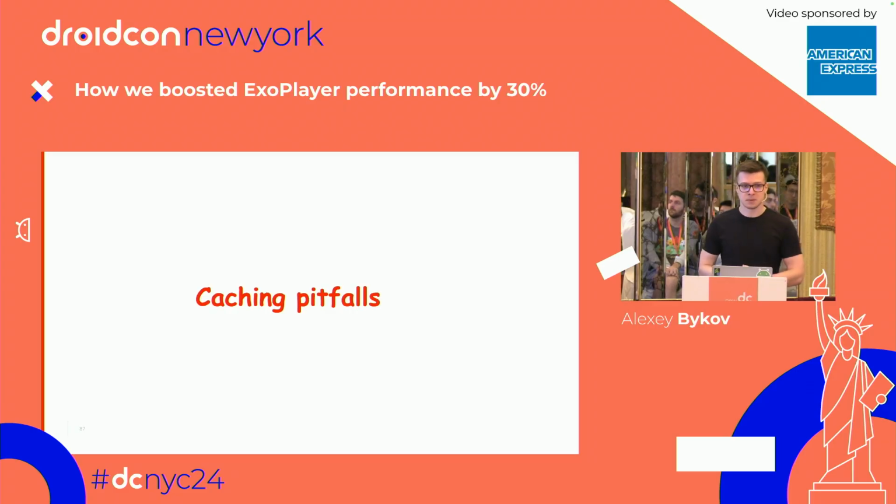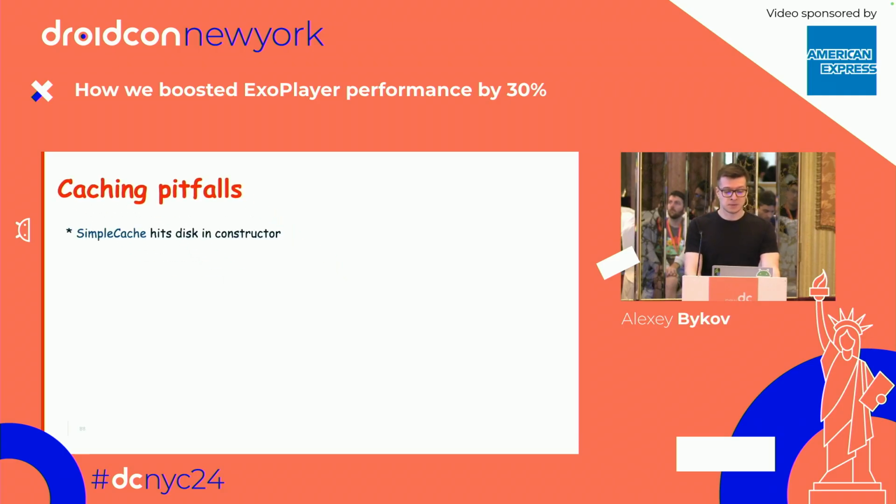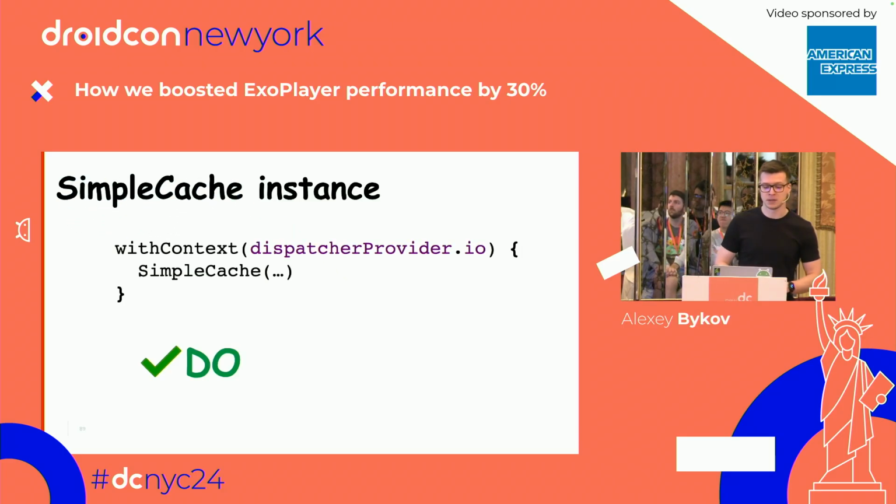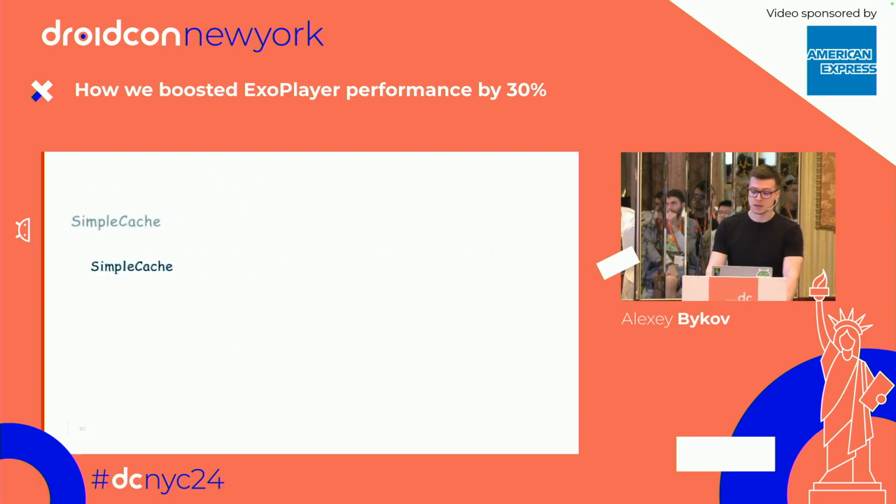But first, we need to implement some caching. It sounds easy, but it has a lot of pitfalls. For example, whenever you create a new instance of SimpleCache, it's always going to hit the disk internally, so always do this on a background thread.